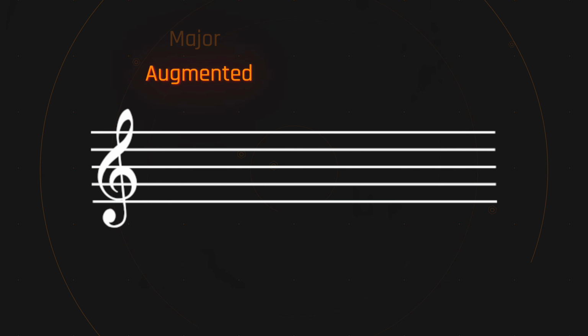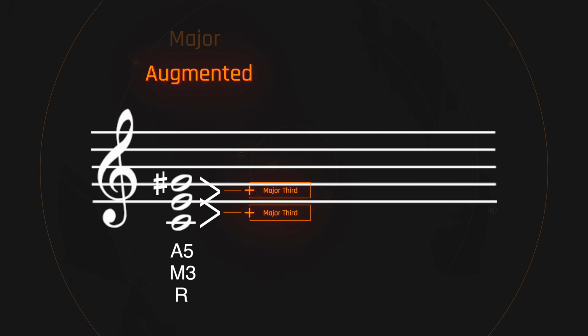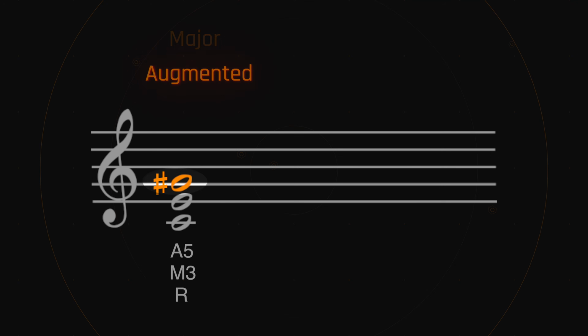The major sibling is the augmented triad. It consists of a root, a major third and augmented fifth. So it's a fifth increased by a half step. Therefore you can think of it as 2 major thirds stacked together. And notice how the difference between a major triad and an augmented triad is just 1 note.